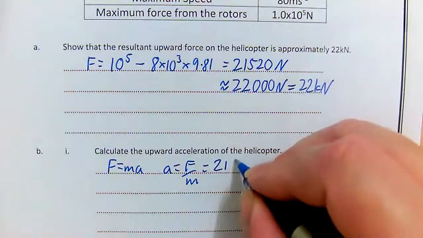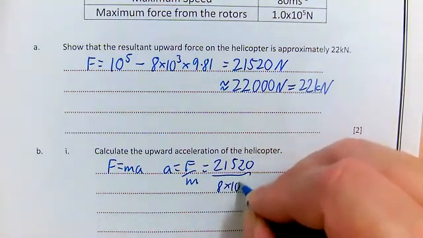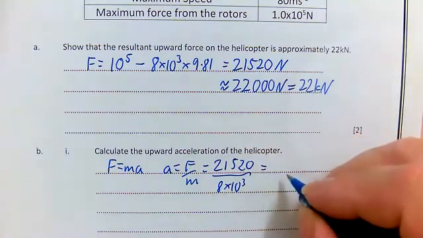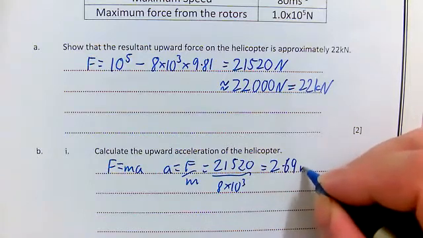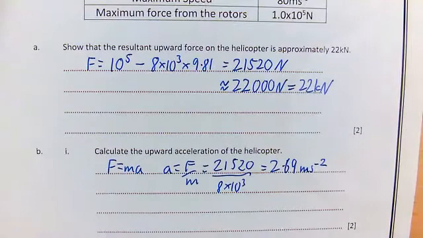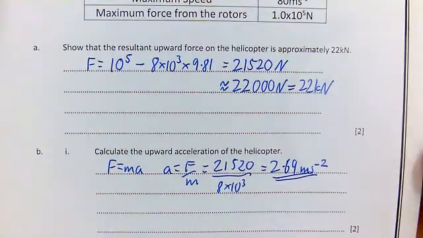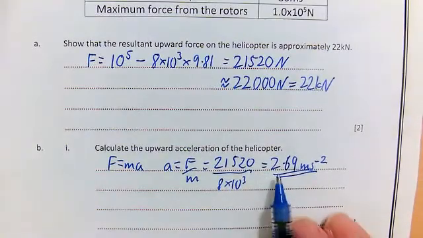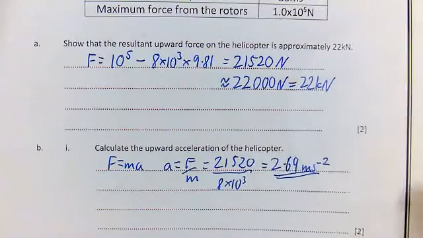So 21,520 over the mass of 8 times 10 to the power of 3 gives me 2.69 meters per second squared, which should come out to be about 2.7 meters per second squared. As it's asking me to calculate, I double underline it so it's clear where the answer is.